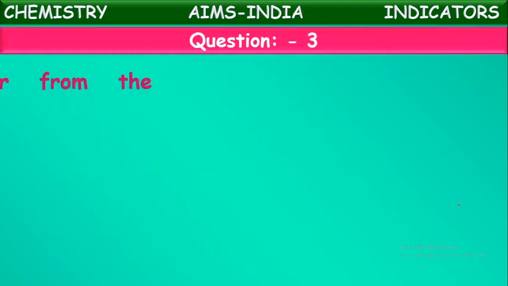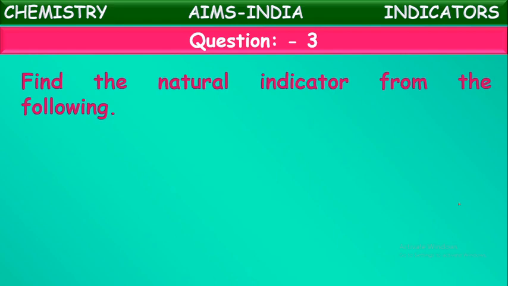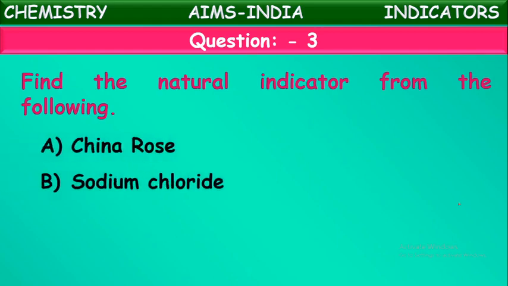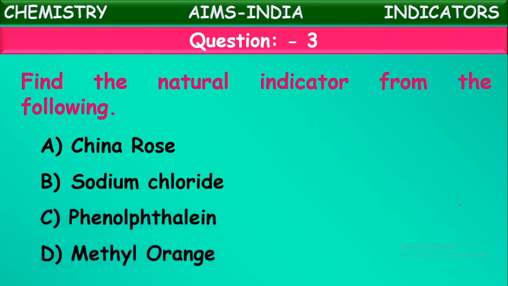Next question. Find the natural indicator from the following. Yes, we told there are different kinds of indicators. Identify the natural indicator from these: china rose, sodium chloride, phenolphthalein, and methyl orange. Which is the natural indicator here? Yes, it is china rose, because it is prepared from natural materials.